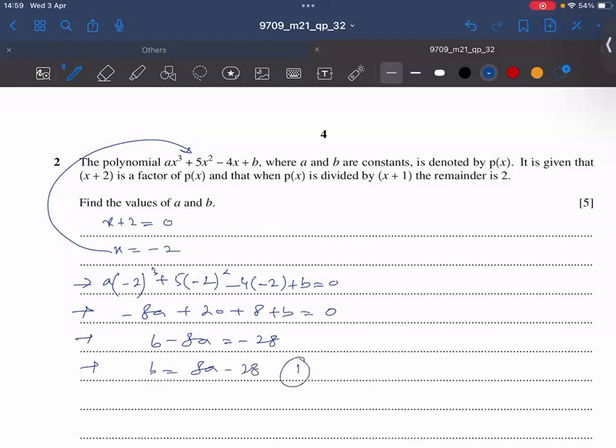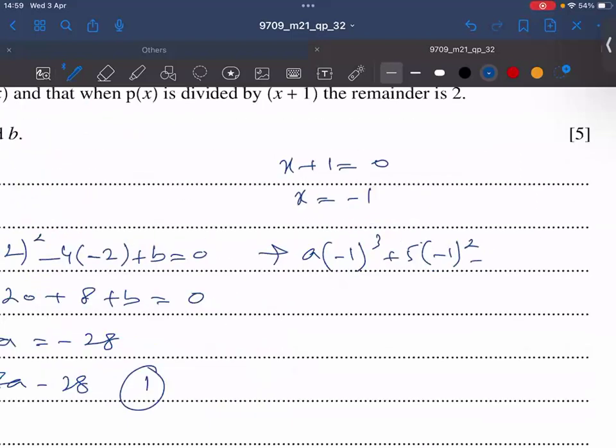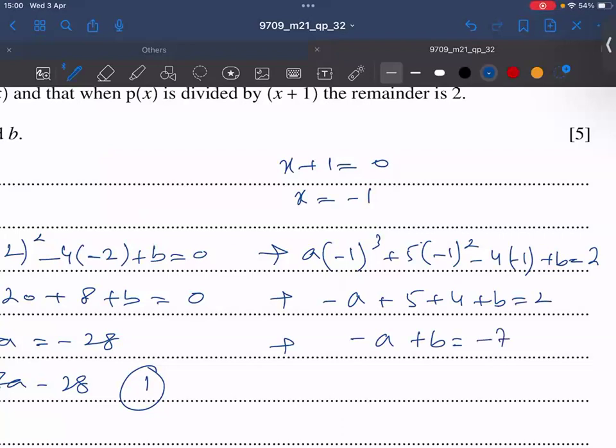So we have this equation, and we will solve it simultaneously. And then we're going to be using the remainder theorem again. This time, I have the value of x equal to -1. I'm going to substitute -1, and equal to the remainder, which is 2. So minus a plus 5 plus 4 plus b equals 2. It's going to be minus a plus b equals -7. So b is going to be equal to a minus 7.